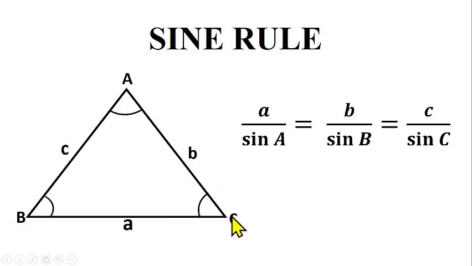If I call this one angle R, then this place will be R. So we'll be having R over sine of what? Angle R as well. This is what the sine rule is saying. The side over the sine of the angle facing the side equals another side over the sine of the angle facing that side, equals the third side over the sine of the angle facing that side as well.